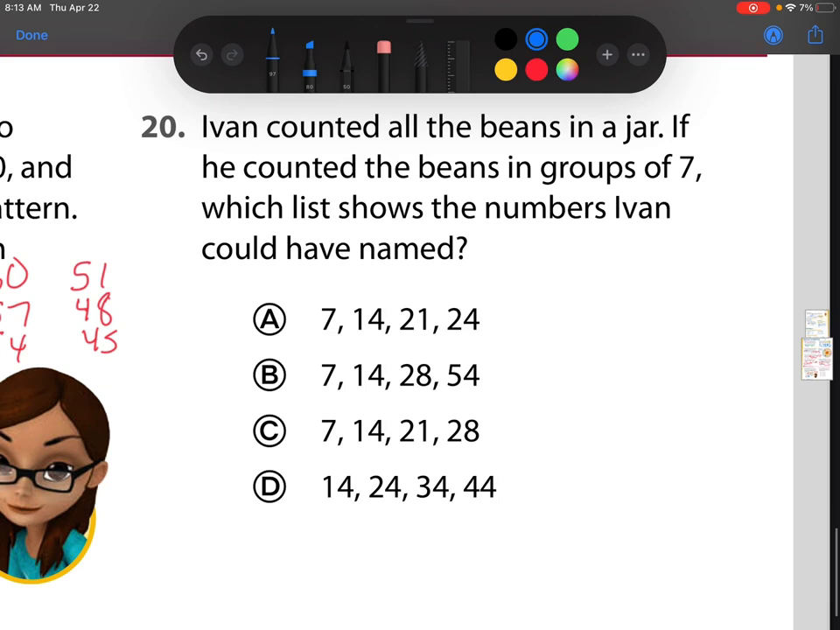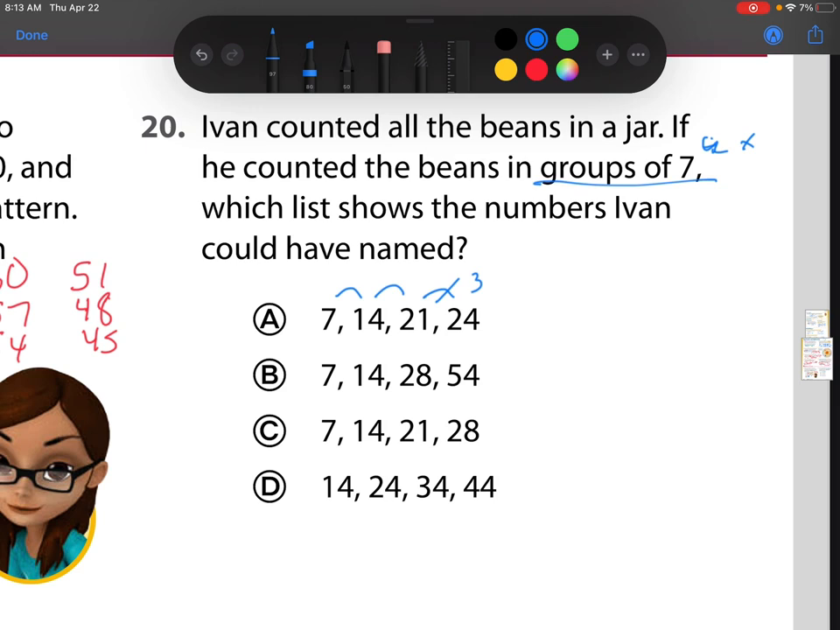Number 20. I've counted all the beans in a jar. If you count the beans in groups of 7, so remember, groups of 7 is division or multiplication, which list shows the number Ivan could have named? Well, since we're getting bigger by groups of 7, it's multiplication. So let's see if one of these matches. And then he's also counting by 7s, so we actually don't even need our multiplication. So here is plus 7, plus 7, plus 3.